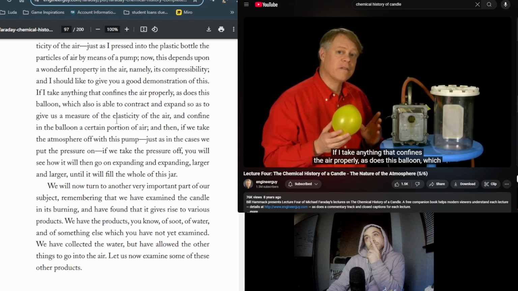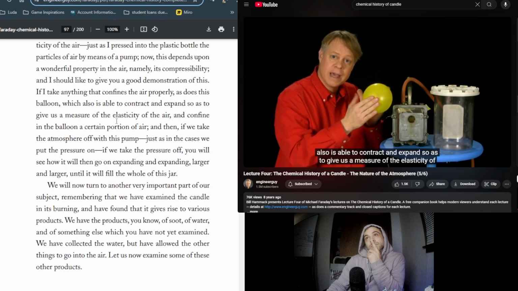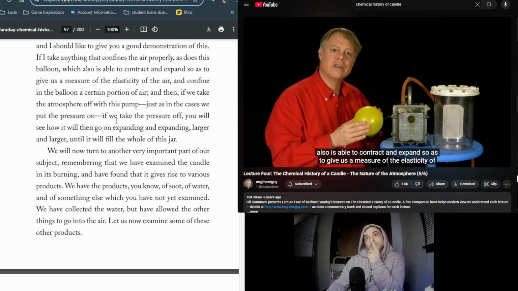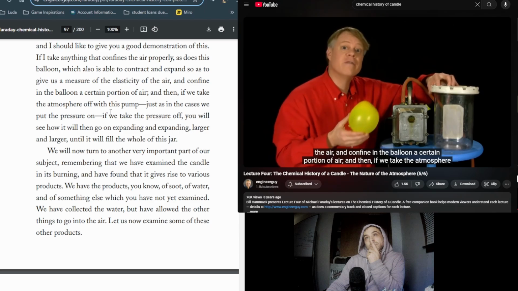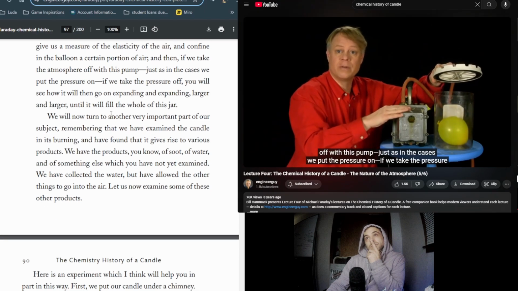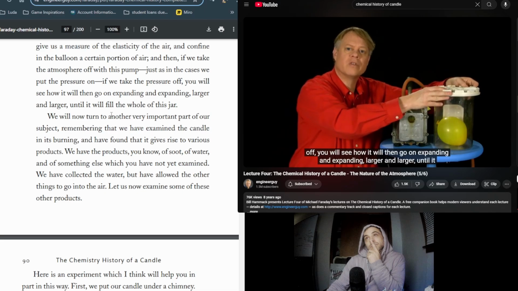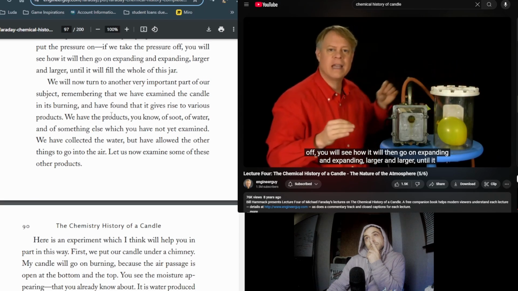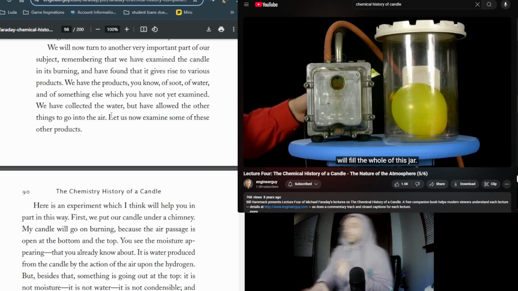If I take anything that confines the air properly, as does this balloon, which also is able to contract and expand so as to give us a measure of the elasticity of the air, and confine in the balloon a certain portion of air, and then if we take the atmosphere off with this pump, just as in the cases we put the pressure on, if we take the pressure off, you will see how it will then go on expanding and expanding larger and larger until it will fill the whole of this jar.